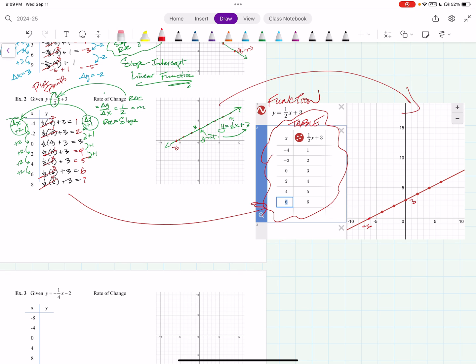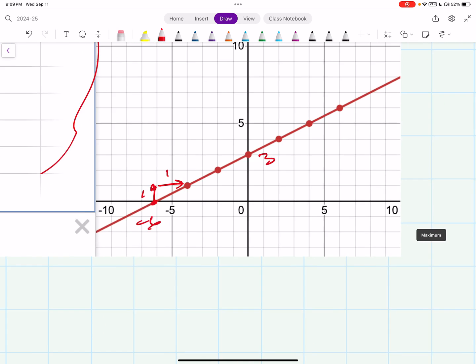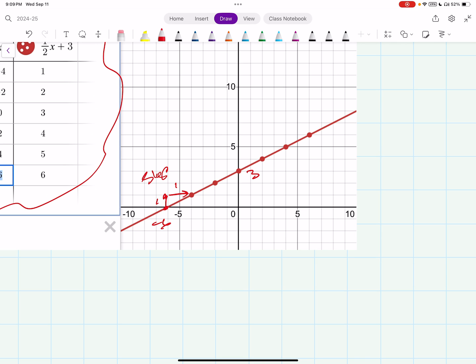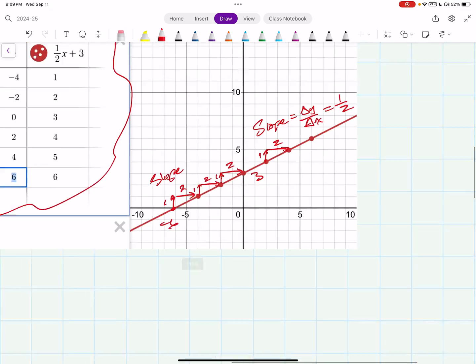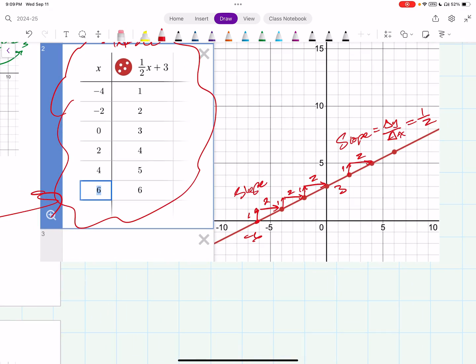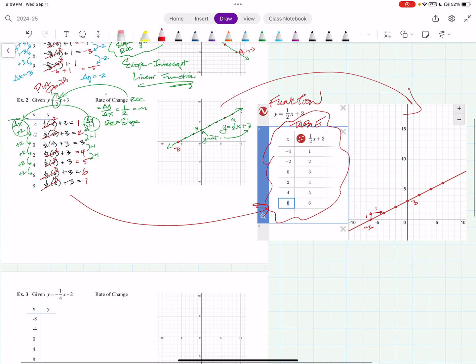It intersects the x-axis at -6. You go up 1, right 2. Look at that, there's your slope. Up 1, right 2. Up 1, right 2. You can see the slope. Beautiful. The slope is delta y divided by delta x, and it's equal to up 1, right 2, or 1/2. And again, you can see that in the technology, and you can see that by hand.